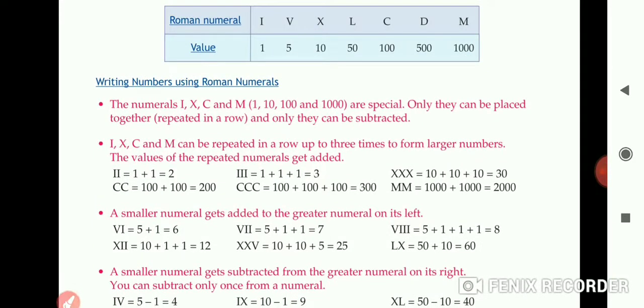When we write the Roman numbers, they can be repeated up to 3 times only. And if we have to write down a greater number, we just add the numbers and repeat these numbers only. 1, 10, 100 and 1000 can be repeated in a row up to 3 times only to form the larger numbers.